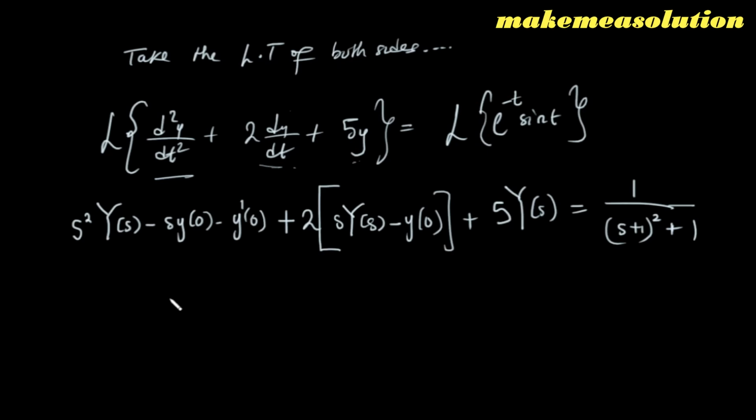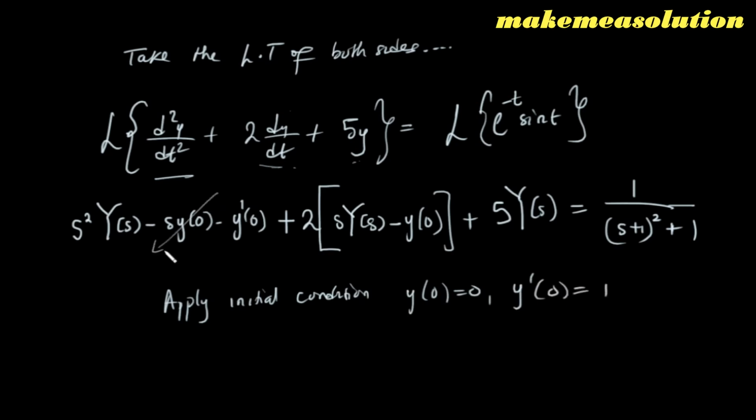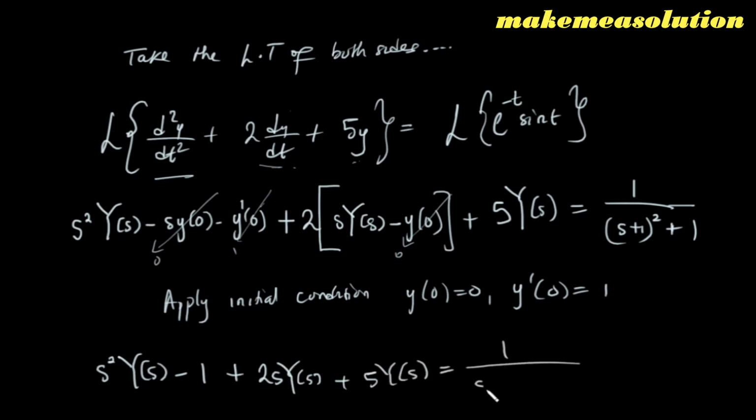So we can now apply the initial conditions: y of 0 equal to 0 and y prime of 0 equal to 1. So this term is cancelling out because of y of 0, and this term is cancelling out because of y of 0. The only term that will survive is y prime of 0, which is 1. So you have s squared Y of s minus 1, plus 2s Y of s and plus 5Y of s is equal to 1 all over s plus 1 all squared plus 1.